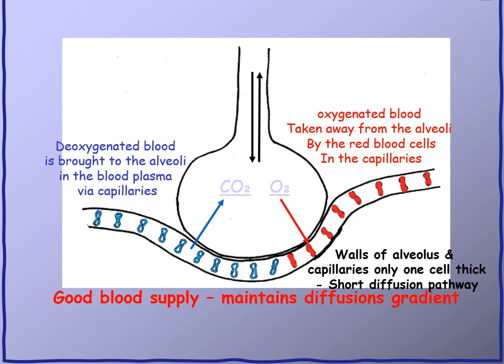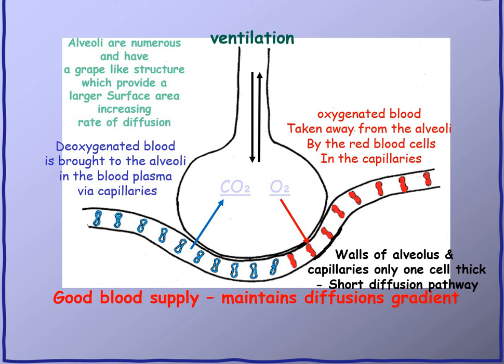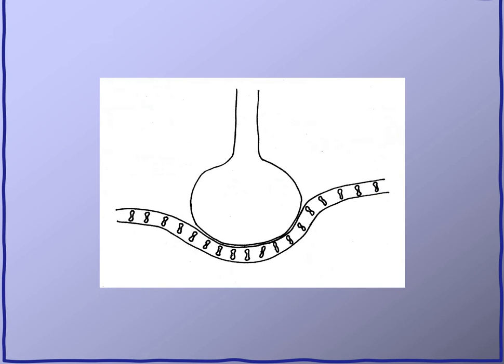And alveoli have a good blood supply with lots of capillaries wrapped around them, which maintains the diffusion gradient, because oxygen-depleted blood is constantly brought to the alveolus, and oxygen-rich blood is constantly taken away from the alveolus. There's also a ventilation mechanism which brings oxygen into the alveolus and takes carbon dioxide away, again maintaining that diffusion gradient. Alveoli are numerous and have a grape-like or highly folded structure, which provides a larger surface area, increasing the rate of diffusion.